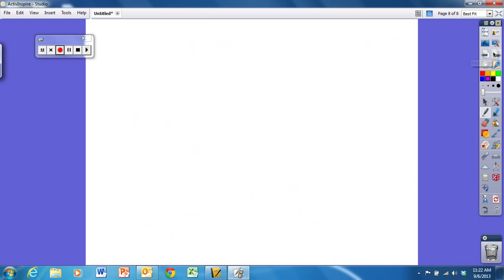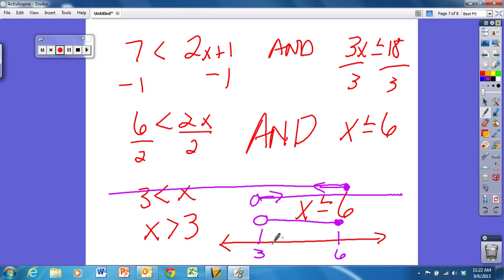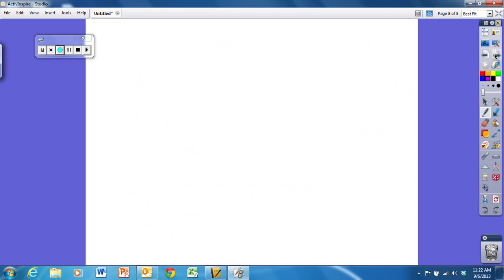An or, and let's check that. I should have checked that. Pick a number between 3 and 6. How about 5? Which is clearly not halfway, but whatever. Put in 5 for x. 2 times 5 is 10, plus 1 is 11. Is 7 less than 11? Yes. 3 times 5 is 15. Is 15 less than or equal to 18? Yes. So a number in between 3 and 6 will make both inequalities true. An or inequality looks something like this.